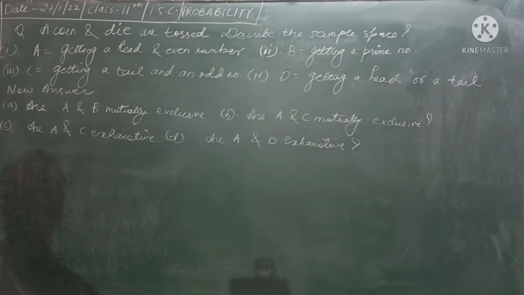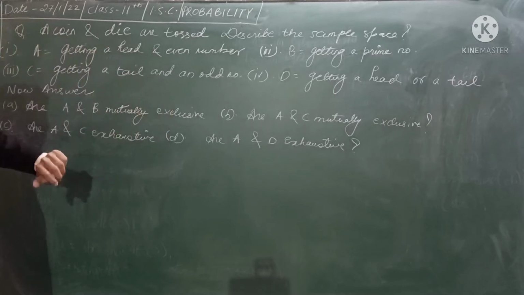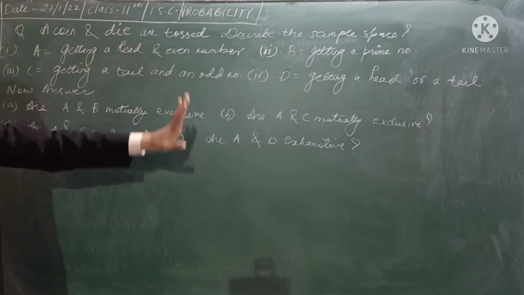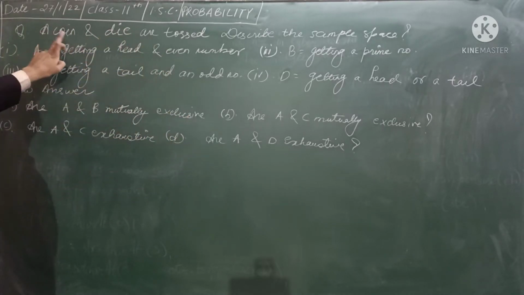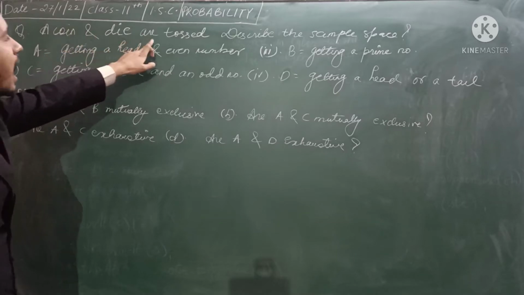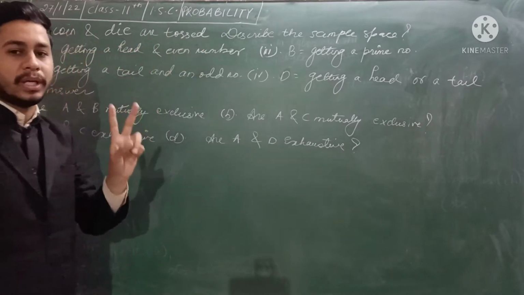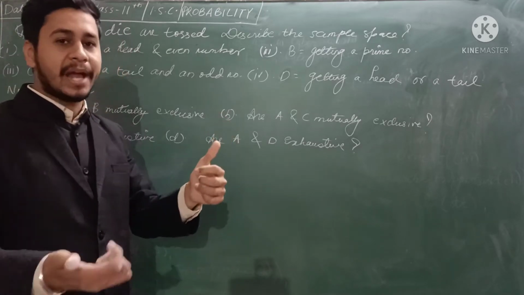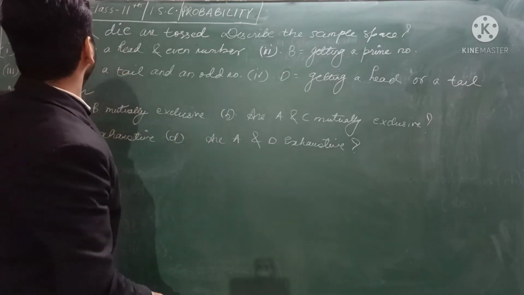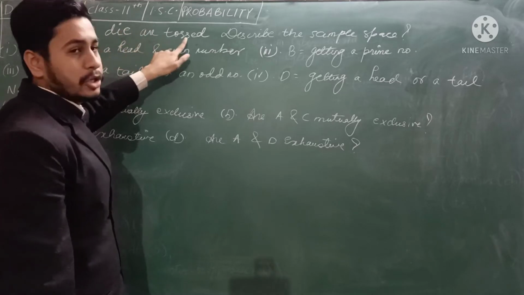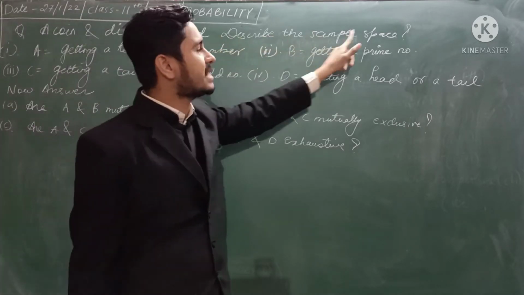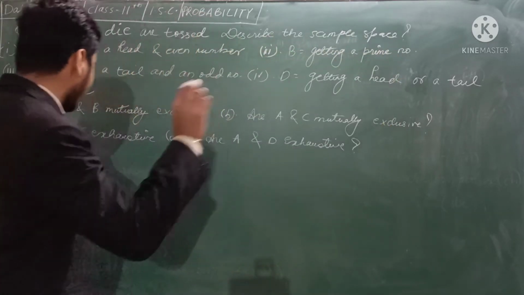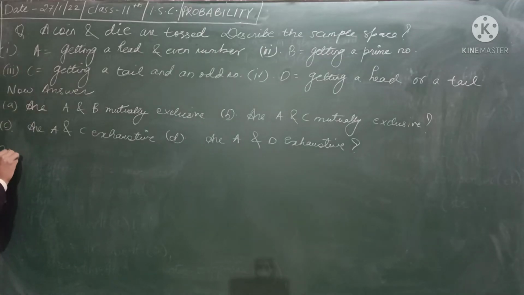Try to understand this question. I have written the whole question, and we'll understand each and everything from this. A coin and die are tossed. You are doing two experiments: tossing the coin and rolling the die. Describe the sample space. So the very first step is to describe the sample space.